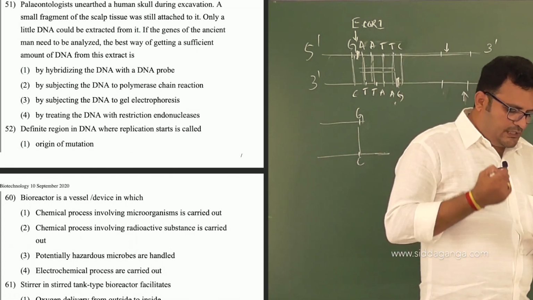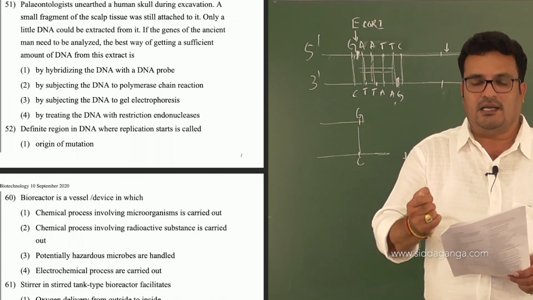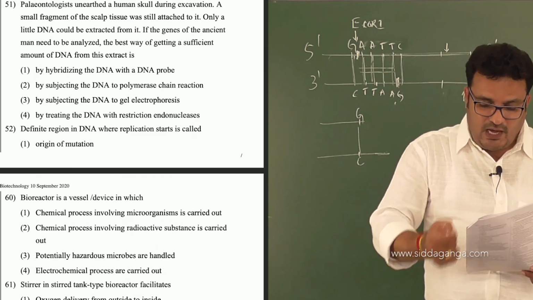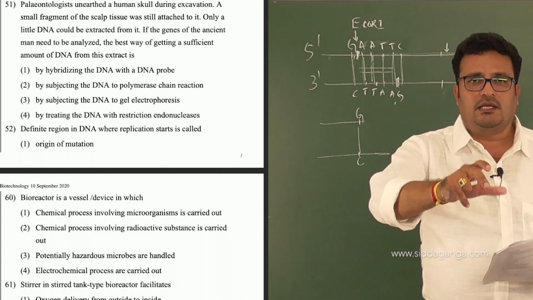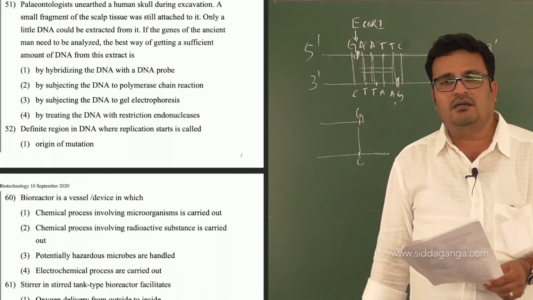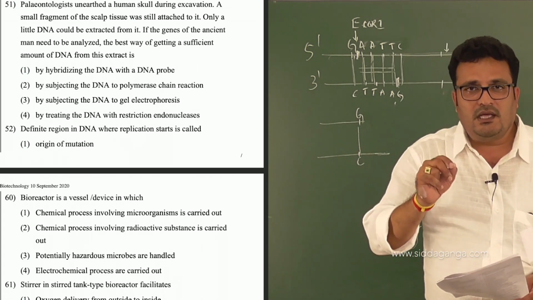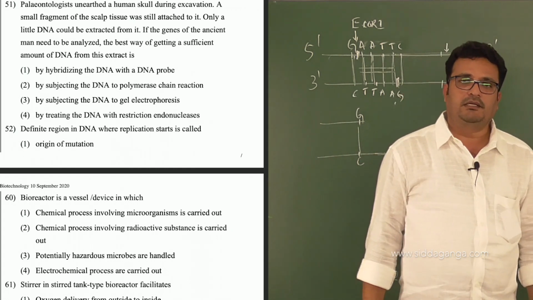If the genes of the ancient man need to be analyzed, the best way of getting a sufficient amount of DNA? The question looks very tough, but the answer is very simple. That is nothing but the PCR. Again, the DNA obtained at the spot is a very small amount of DNA, right?